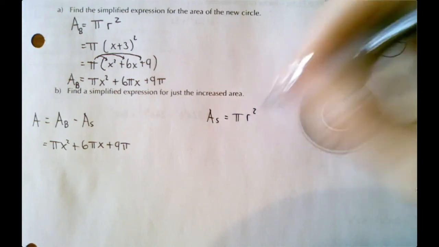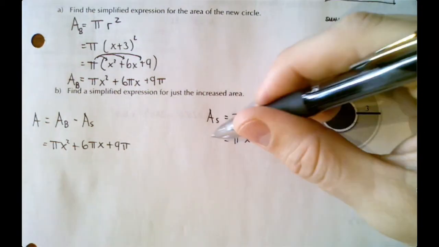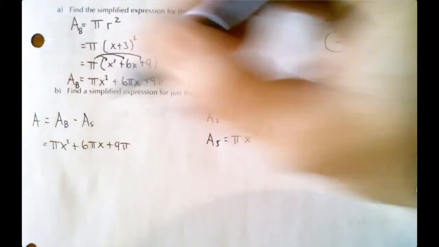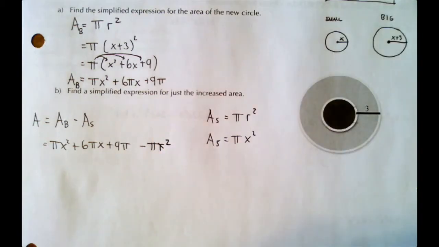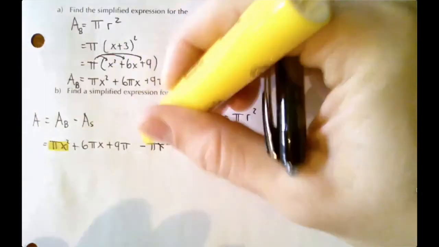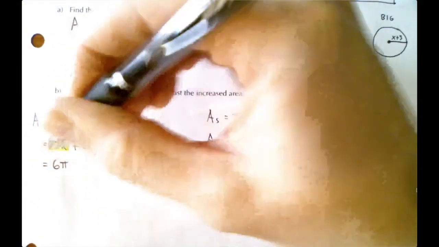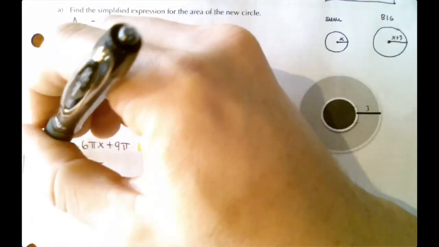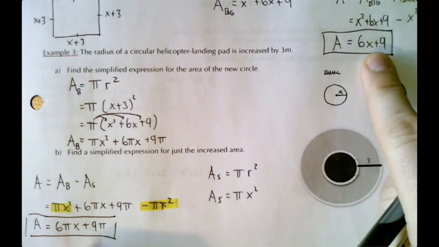Remember, it's pi r squared. Our small circle is x, so it's pi x squared. And there we have it. Area of the small circle is pi x squared. So we're going to subtract the area of our small circle. We're going to subtract pi x squared. And now, if we look for like terms, look what we've got. We've got pi x squared minus pi x squared. Those are opposites, so they go away. And we end up with a very familiar answer of 6 pi x plus 9 pi. And why is that familiar? Well, it's the same answer as the last question, except we've got pi's involved.